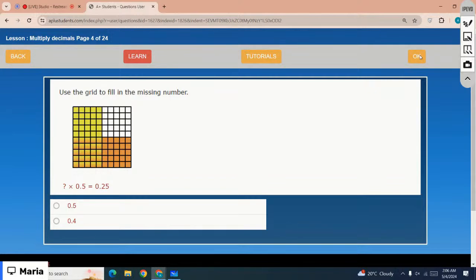Use the grid to fill in the missing number. So which number is missing? The correct option is 0.5 times 0.5. Option number 1 is the correct option. Very good.